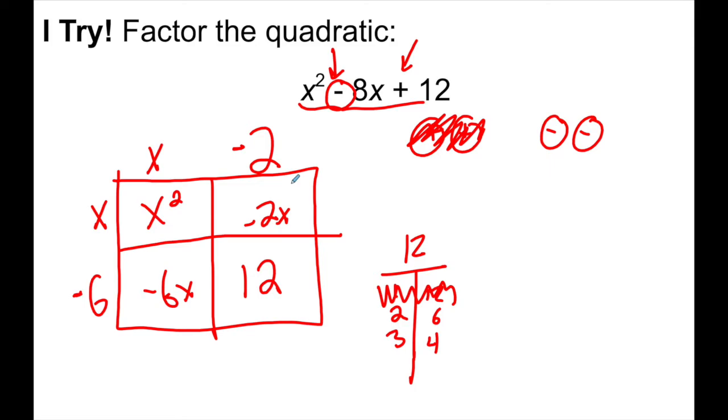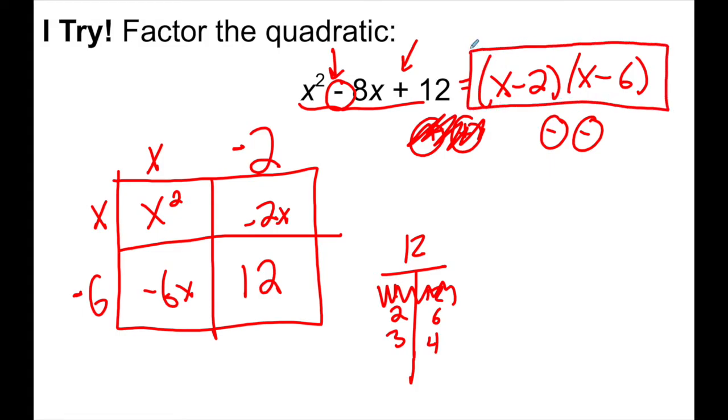Now to turn this into factored form. So here are my factors. It's equal to x minus 2 and x minus 6. And this is the factored form right here, also known as intercept form. So this would be the answer.